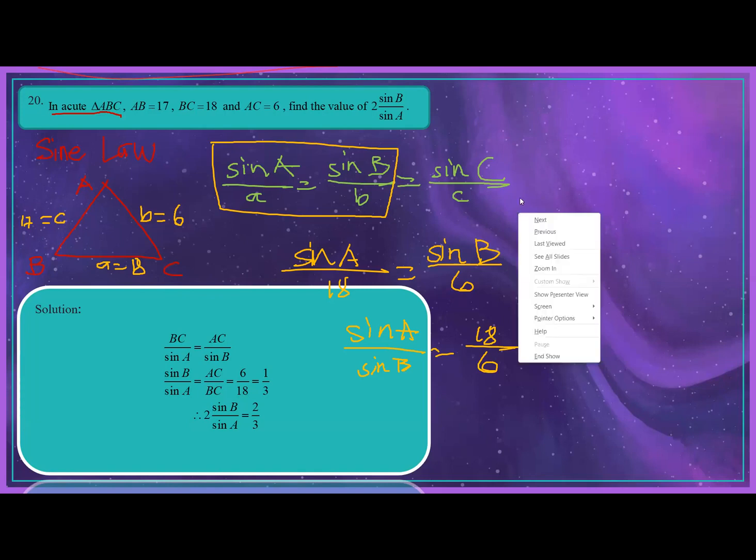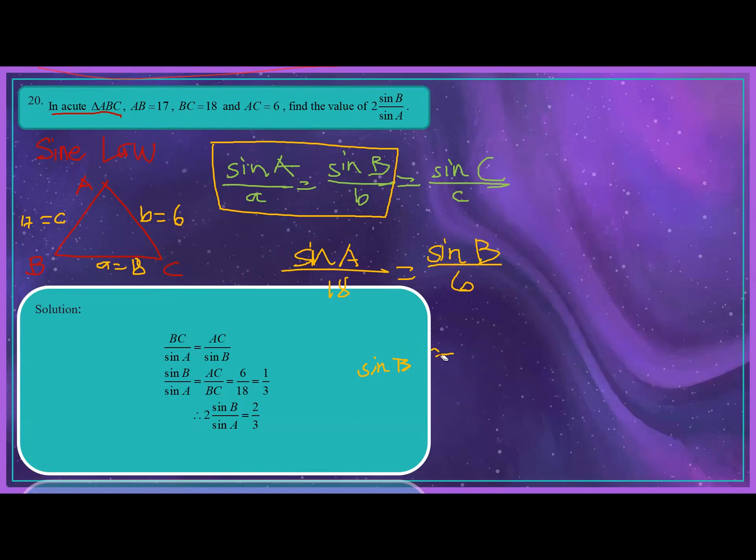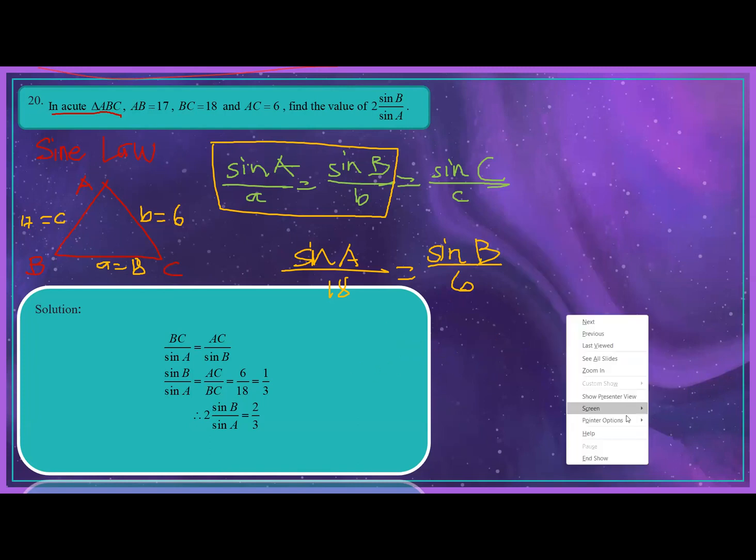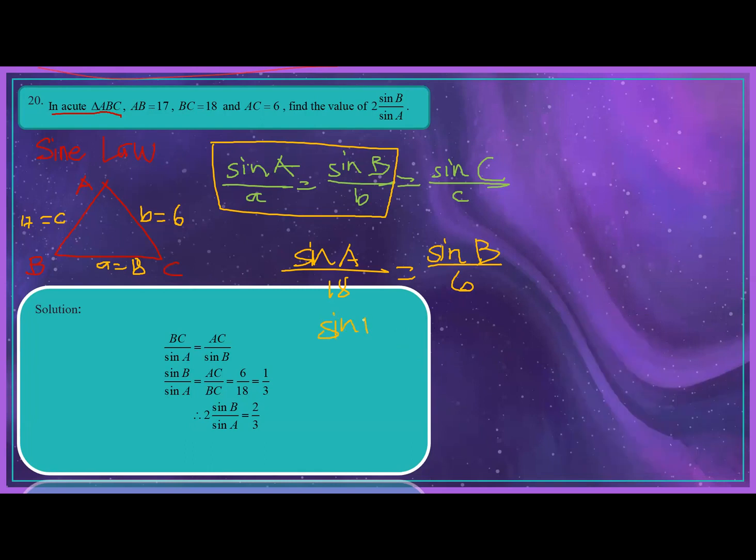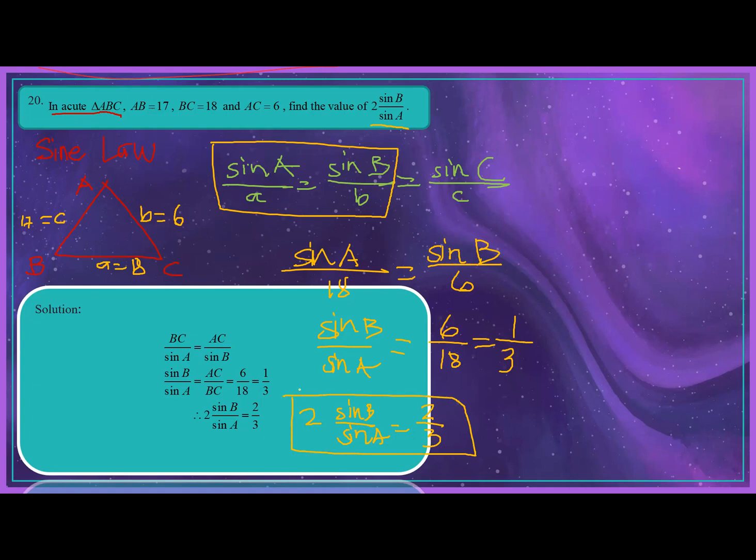Okay, so it should be the opposite. Sorry. It should be sine B over sine A. So we have sine B over sine A is equivalent to 6 over 18, correct? So this is equivalent to 1/3. Now we are tasked to solve 2 times that. So basically 2 sine B over sine A is 2 times 1/3, which is 2/3.